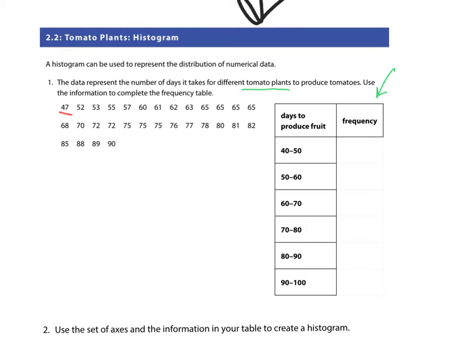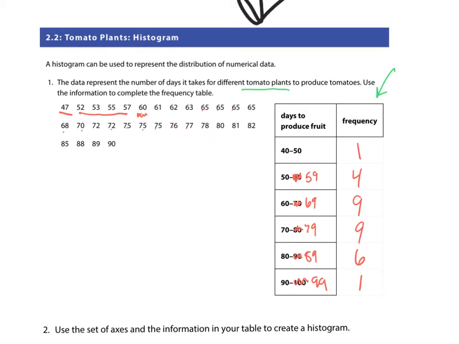So we have one piece of data that is between 40 and 50 days to produce fruit. Then we have 4 pieces of data that are between 50 and 60 days to produce fruit. And then we have to decide, what do we do with 60? Well, if your number falls right on your boundary, it does go to the bigger category. So that 60 is going to be included in our 60 to 70. So if you want to think of this as like 50 to 59, and then 60 to 69, so on and so forth, that's perfectly fine.